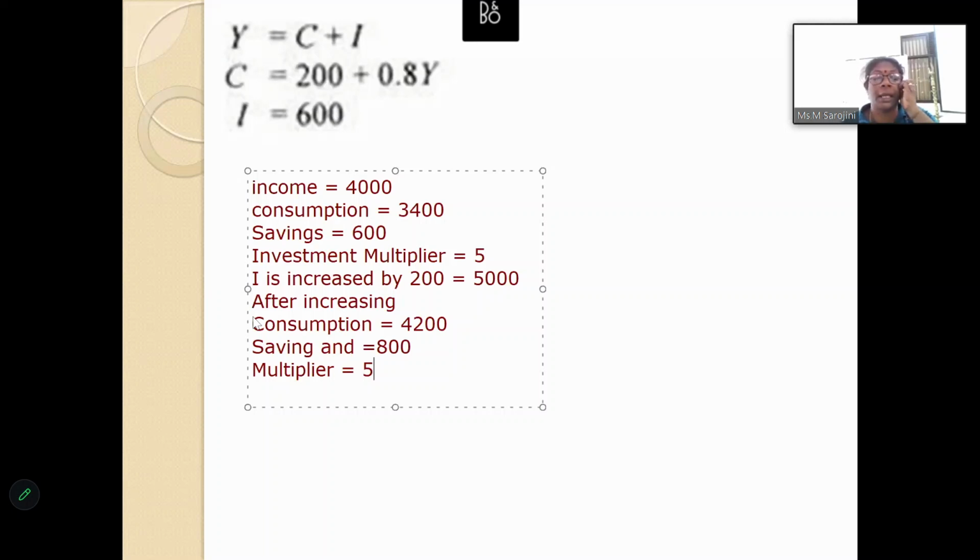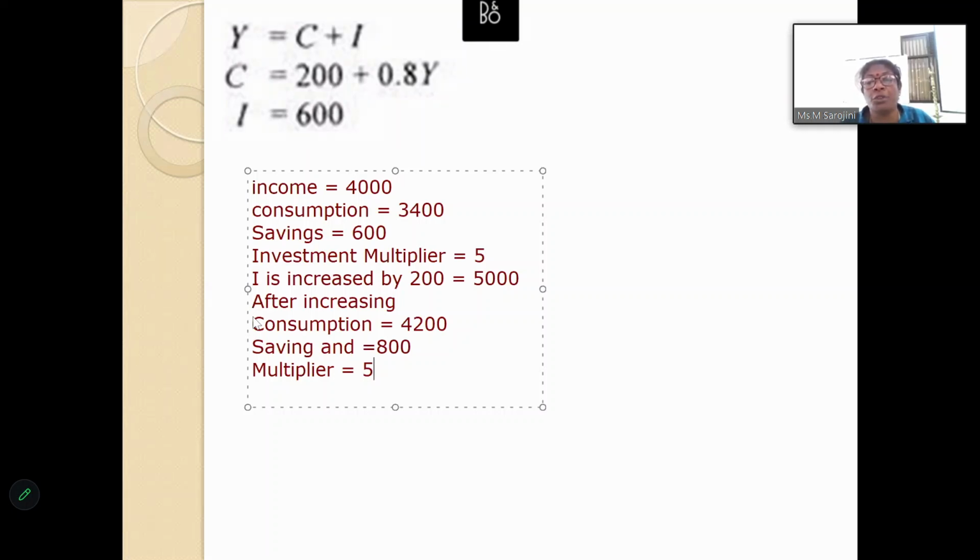Once the investment increases, national income increases, right? Once the national income increases, consumption as well as saving also increases. But there is no change in the investment multiplier. Also, you can interpret the income before and after the change in investment. Before the change, the income is 4,000. After increasing the investment by 200, the national income increased to 5,000, right? What is the reason for this? This is the effect of the investment multiplier.